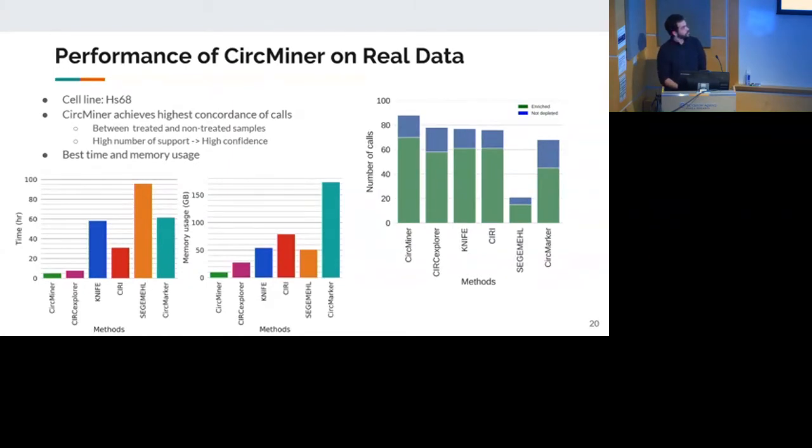If it is enriched, we show it in green, otherwise it's blue. Generally, circMiner has the highest number of enriched circular RNAs that are called from the treated sample here. And again, it has the best time and memory performance among all these tested methods.